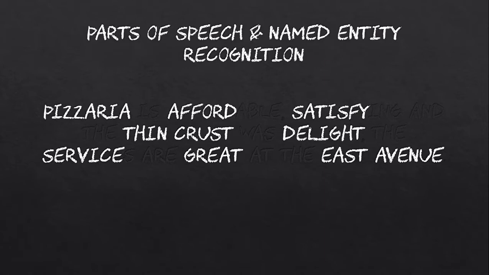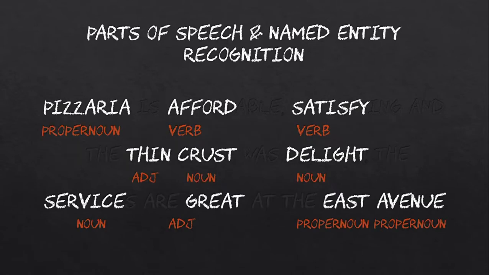The next part is parts of speech and named entity recognition. So parts of speech is basically we mark the words to their corresponding parts of speech to prevent the uncertainty of a word in the context. So here we have implemented that proper noun, verb, adjective and all. And named entity recognition is basically marking the words according to the categories, like Pizzeria is the organization name and East Avenue is the location. The named entity recognition is mostly used in chatbots and email services.